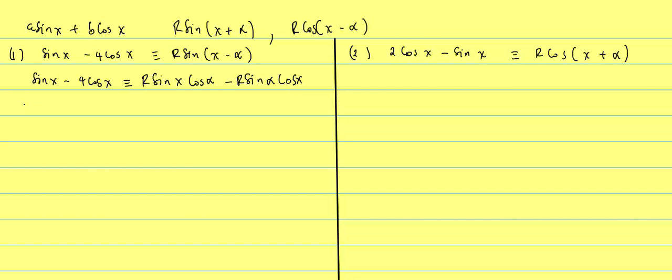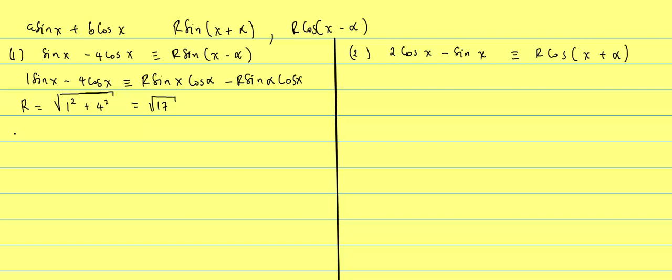We found out in the previous tutorial that the value of r is found by taking the coefficients of the two terms, and in this case the coefficient of sine x is 1, so it's the positive square root of 1 squared plus 4 squared, and that should give us r to be equal to the square root of 17.